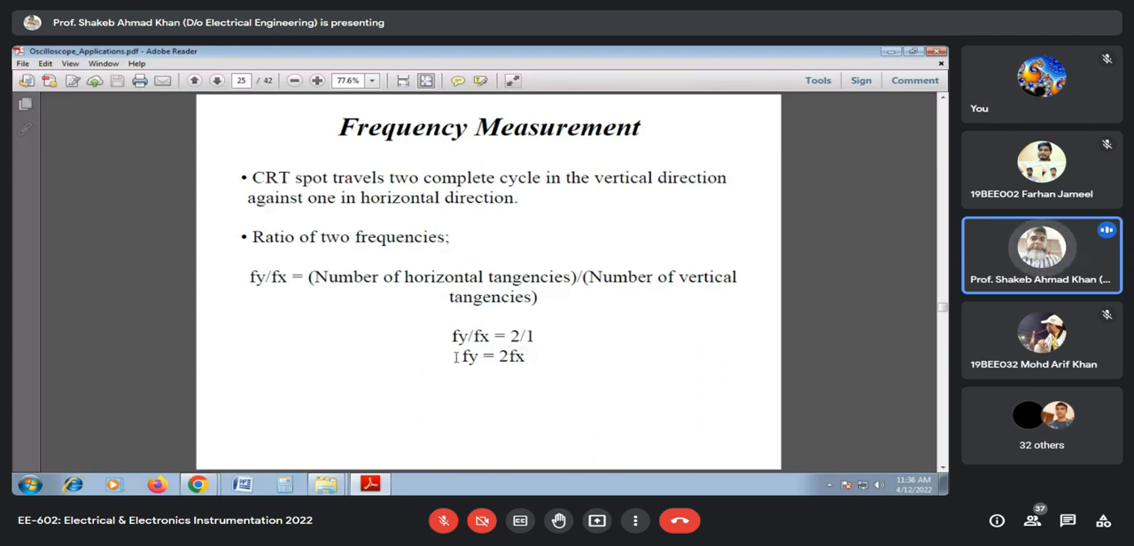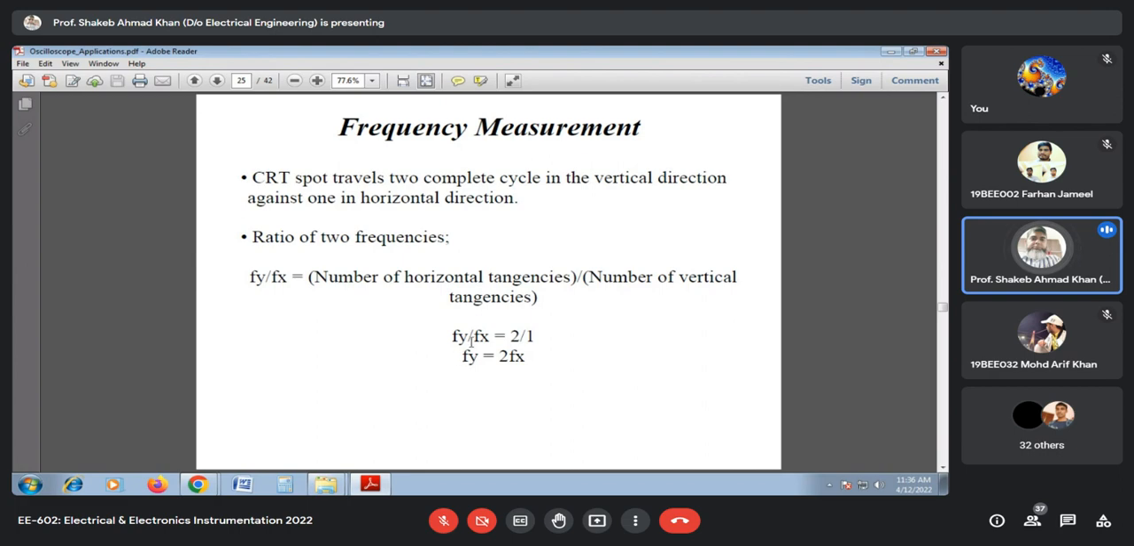This is the way we can measure the frequency of the unknown signal using an oscilloscope when it is operated in XY mode. Now this is a very important method, or application, and it is important from the point of view that a lot of objective type questions are made on this.